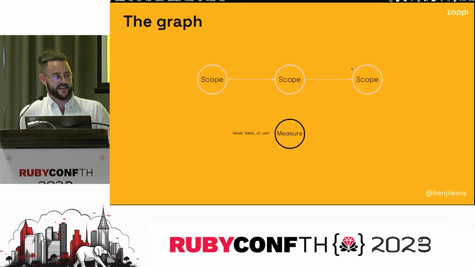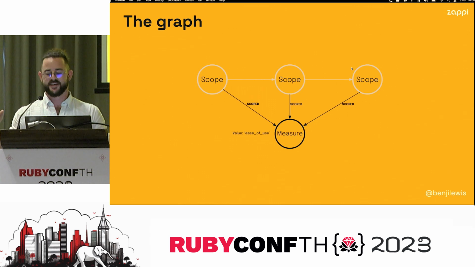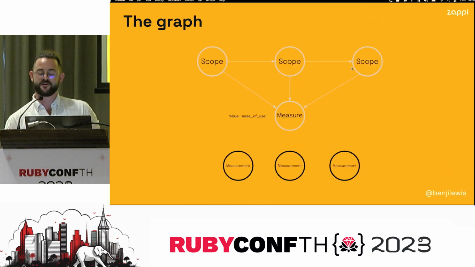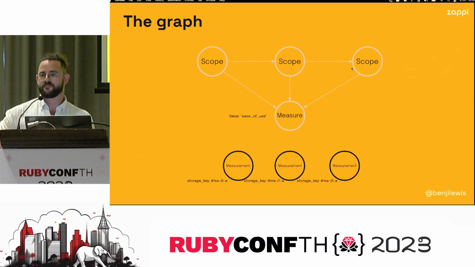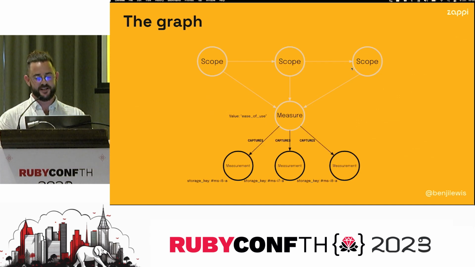So the next node that we have is the measure node, and the measure node has a value property which holds the measure's name. And we can scope these measures by adding a scoped edge. So we indicate that this measure has been asked in the context of these scopes. So we're connecting them together. And a measure node needs to have measurements, and these measurements have the storage key property on them and point to the bitmap that holds the data for that measurement. So a measurement would be one of those dimensions in our bitmap store. The measurement node captures a dimension for the connected measure, so we can add these edges to it too.